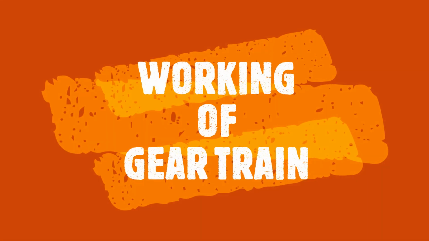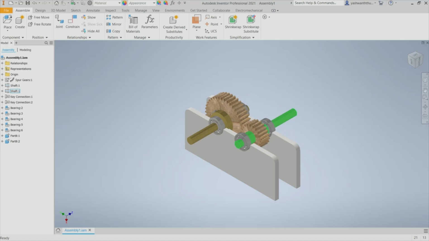Now we will see the working of the gear train. As I am rotating the shaft of the smaller gear, the smaller gear rotates and the bigger gear is also rotating.